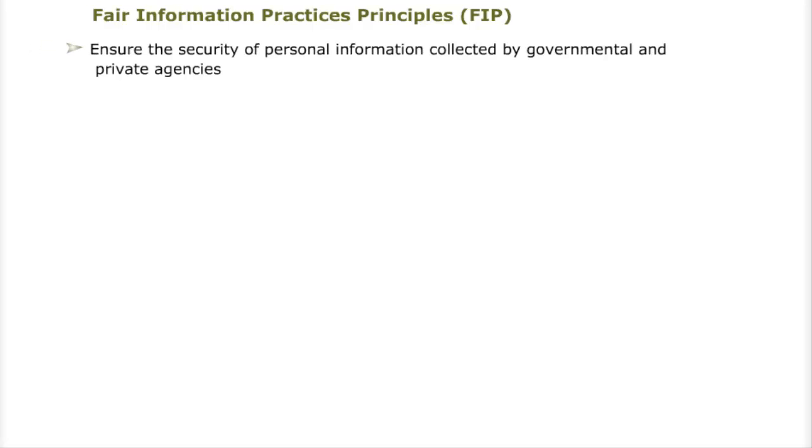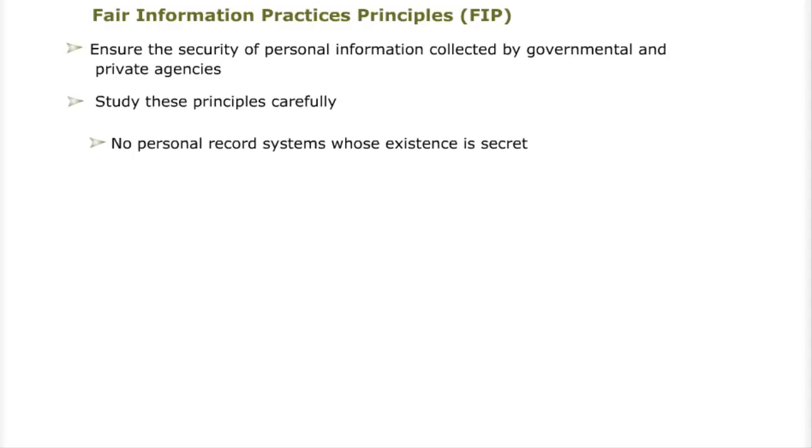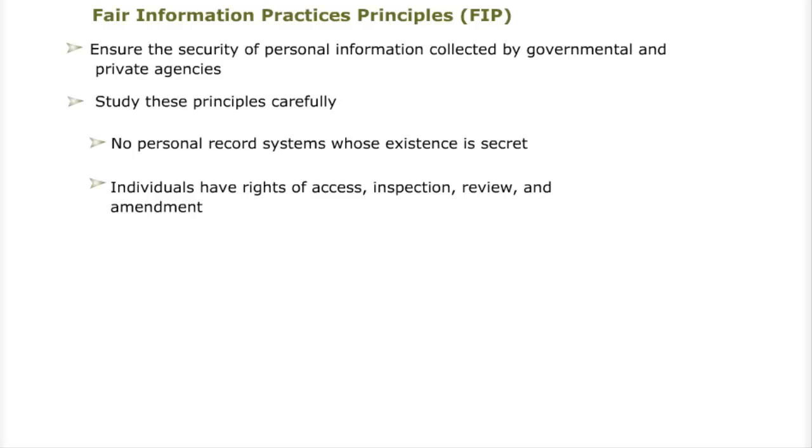Fair Information Practices Principles. Fair Information Practices, FIP, form the basis of 13 federal statutes, ensuring the security and integrity of personal information collected by governmental and private agencies. Look at these principles carefully. There should be no personal record systems whose existence is secret. Individuals have rights of access, inspection, review, and amendment to systems that contain information about them.